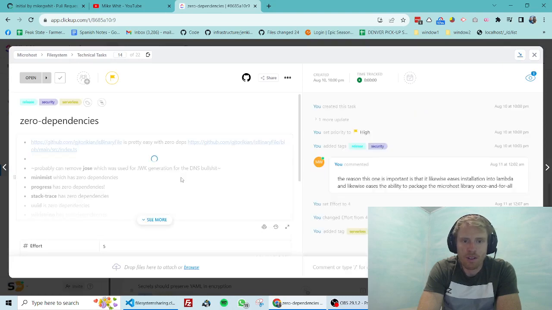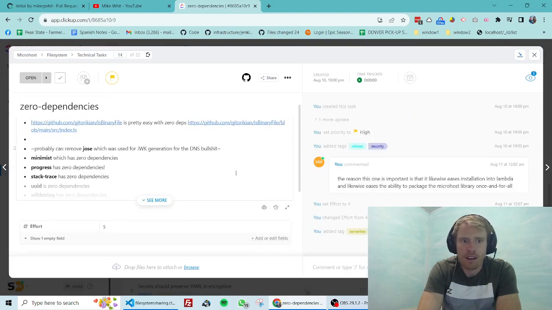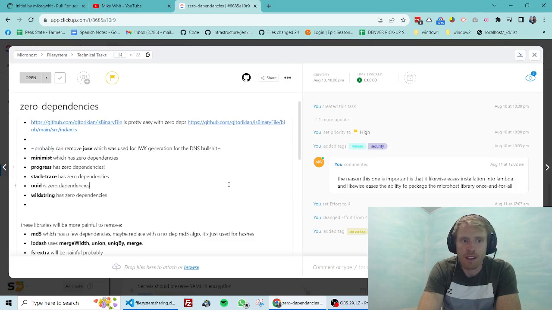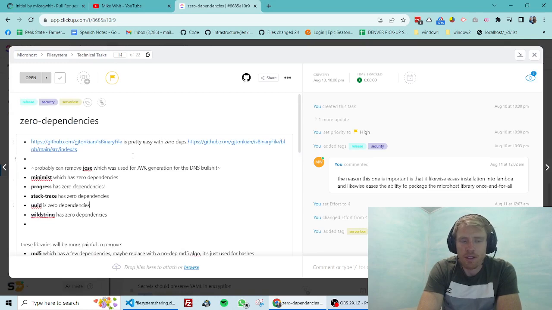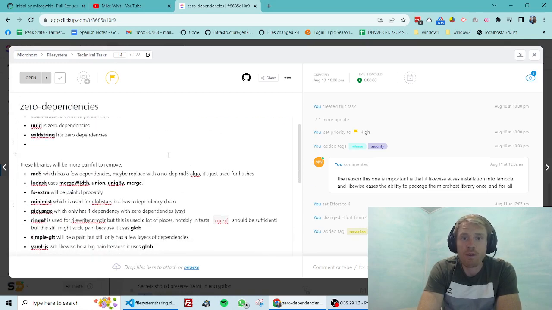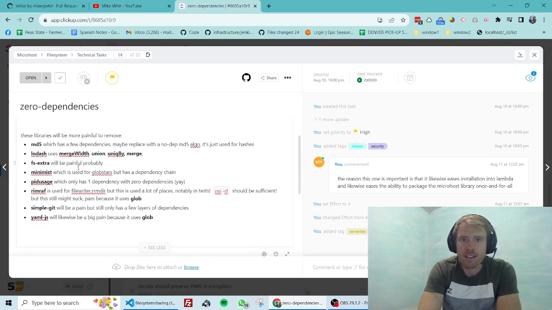In order to turn my repository microhost into a zero dependency library, which makes it much easier to host on serverless and lambdas, I went through and analyzed the dependencies of all dependencies that are there. So that gives you a level of granularity.